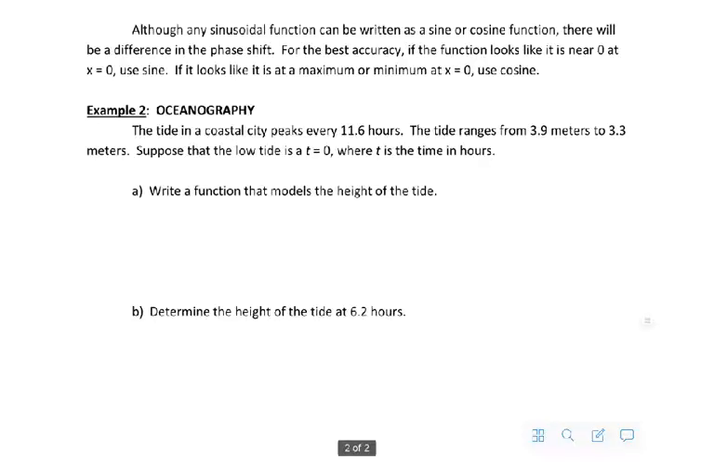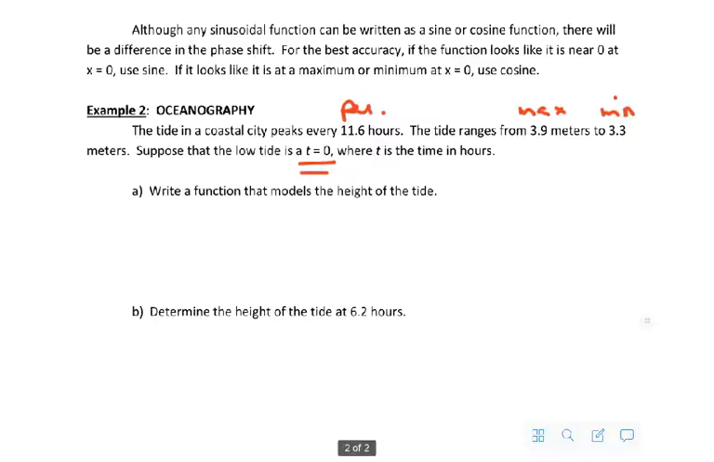So, example 2. The tide in a coastal city peaks every 11.6 hours. That's your period. The tide ranges from 3.9 meters to 3.3 meters. Oh, this is your max and your min. Suppose that the low tide is at t equals 0, where t is the time in hours. Write a function that models the height of the tide. So first of all, if we start at t equals 0, and that's where low tide is, we would probably use negative cosine because it's starting at its minimum.